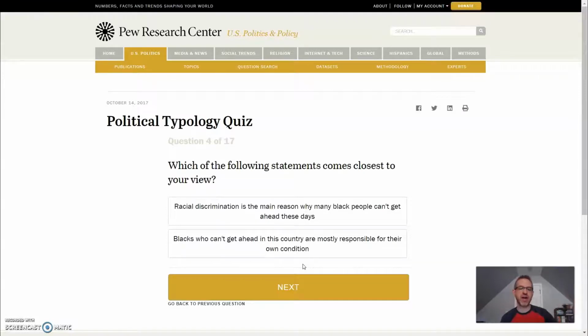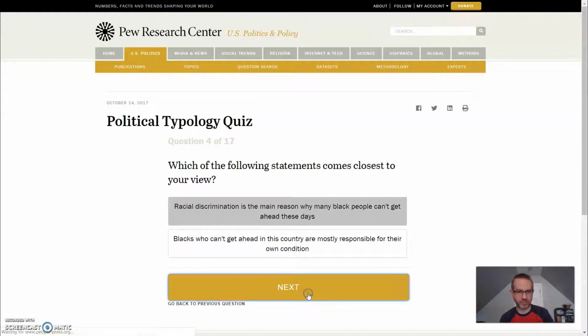So you look at African Americans and you say, no, it's not about slavery back then. It's not about racism. It's because you're not working hard to get the job that you need. You're not getting the education, whatever. Okay. Those are the two options for this one. And again, click the top one.